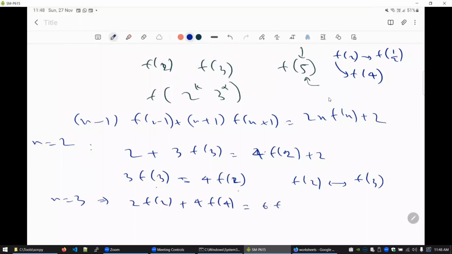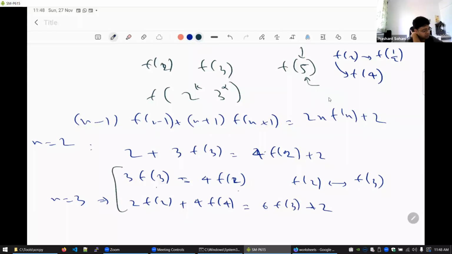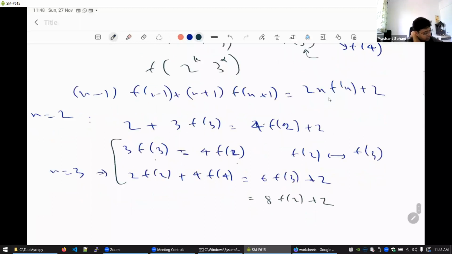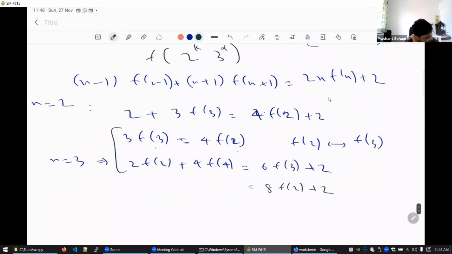2 times f of 2 plus 4 times f of 4 is equal to 6 times f of 3. We can divide the whole equation by 2. Yeah, we can eliminate f of 3 from both these equations. So this can be written as 8 f of 2 plus 2. Okay. So then simplifying, what will we get? 2 times f of 4 is equal to 3 times f of 2 plus 1.